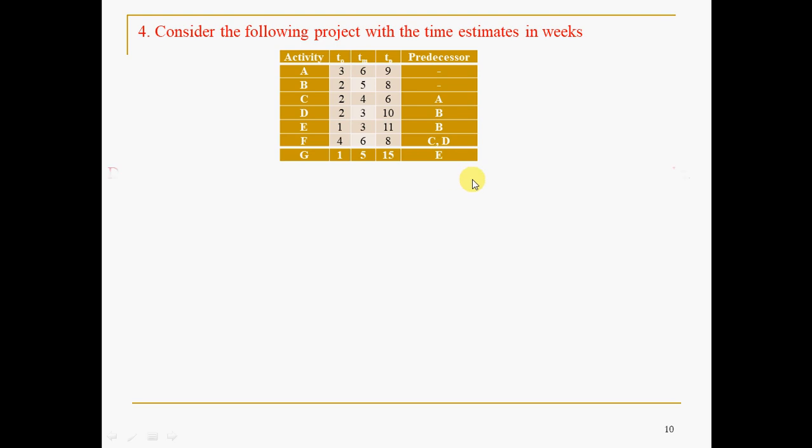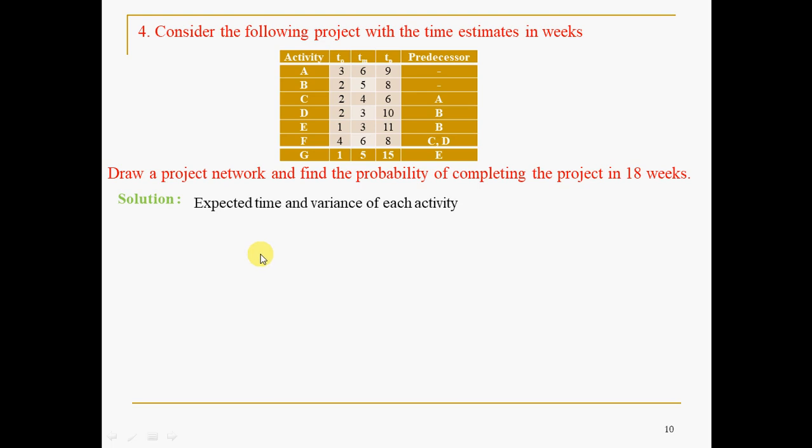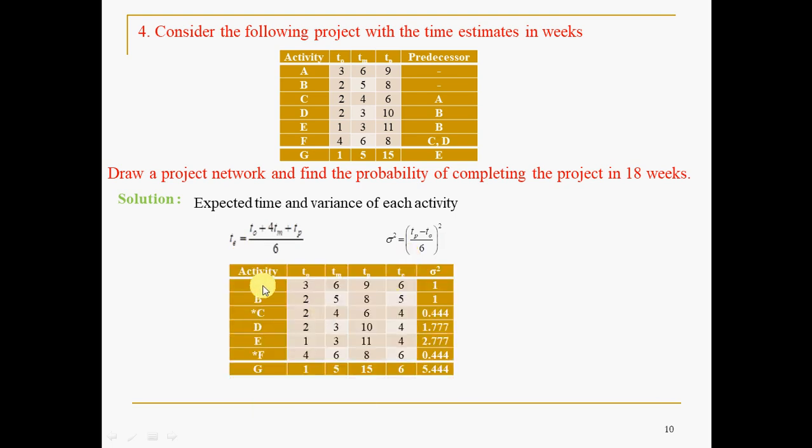Now, what to do with this data? Draw a project network and find the probability of completing the project in 18 weeks. That's all. You have to draw the project network and find the probability of completing the project in 18 weeks. That is, your TS, the scheduled time, is 18. Now coming to the solution, expected time and variance of each activity. For expected time you use this equation, and for variance you use this equation. You will get all these things, and the network will also indicate the critical activities.